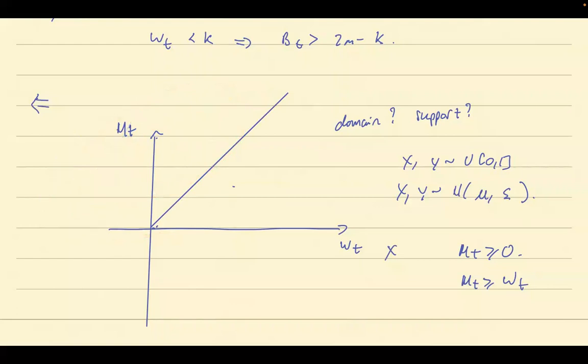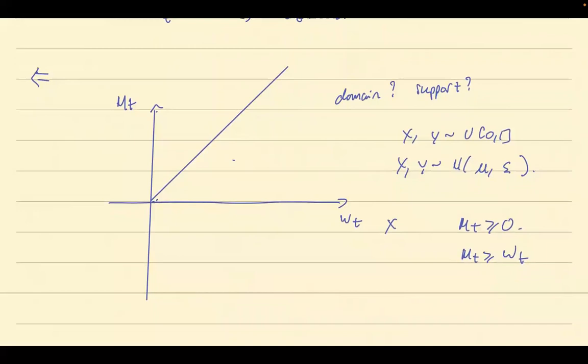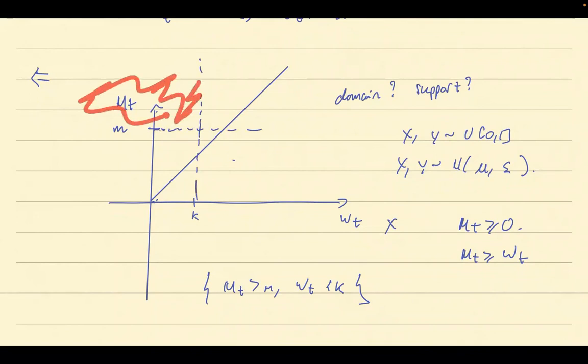Now, look at the event that we're interested in. We're looking at the event MT bigger than M, WT less than K. So let's just pick an M and let's pick a K, and see what region we're looking at. So the region we're looking at will be MT bigger than M. So we're looking at this region. Agree?